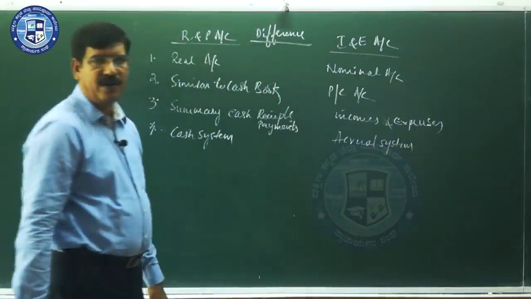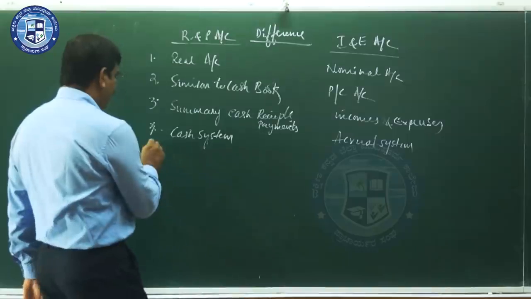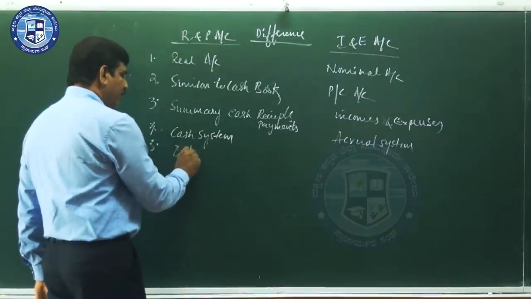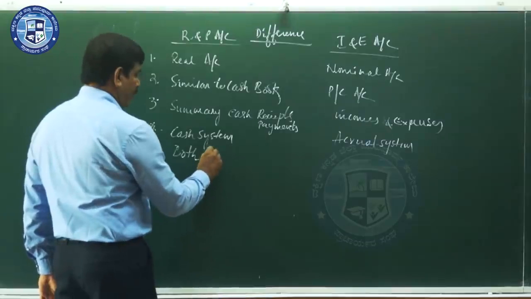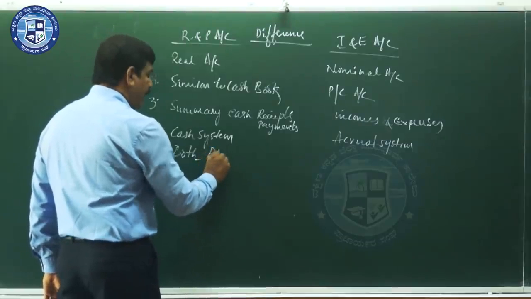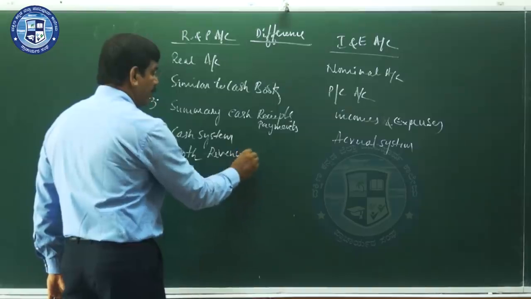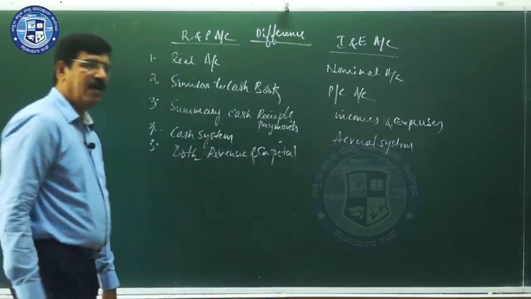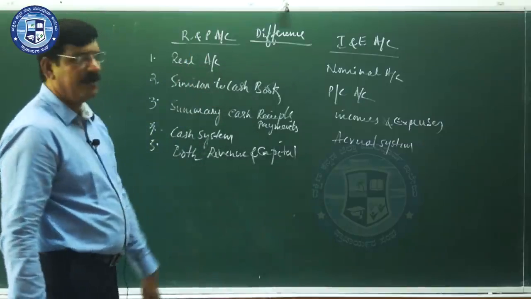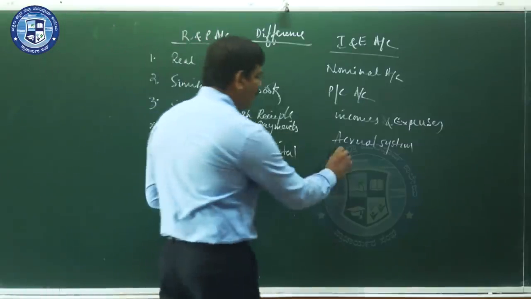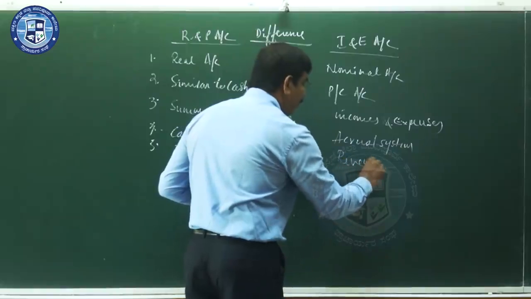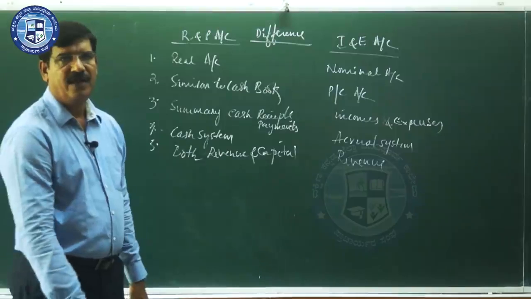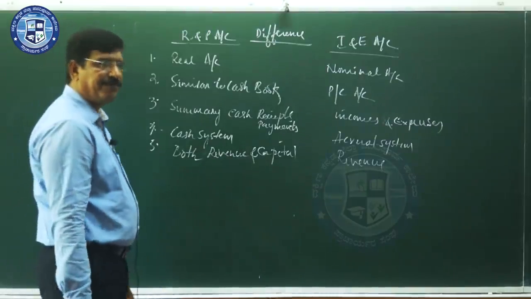And the fifth important difference is receipts and payments account includes both revenue as well as capital items. Both the items are recorded in receipts and payments account, but in income and expenditure account, only revenue items are recorded. Capital items are not recorded, they are recorded in the balance sheet.